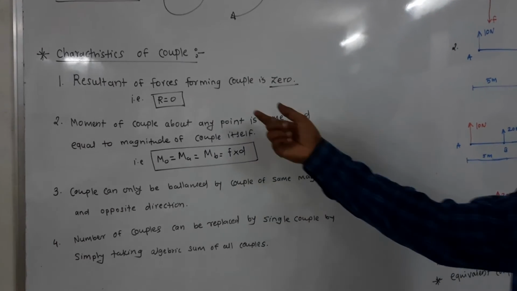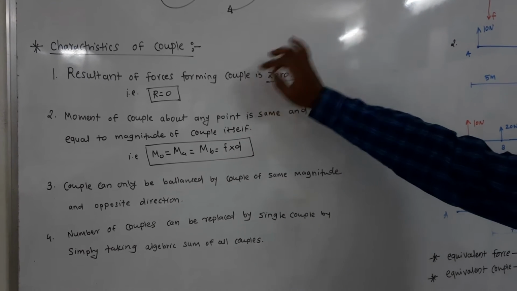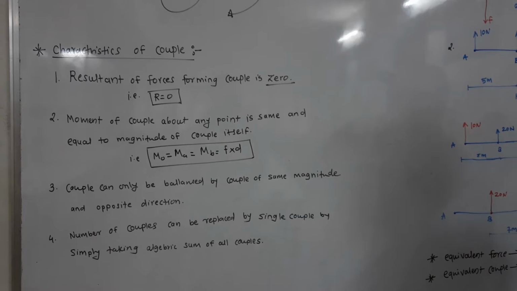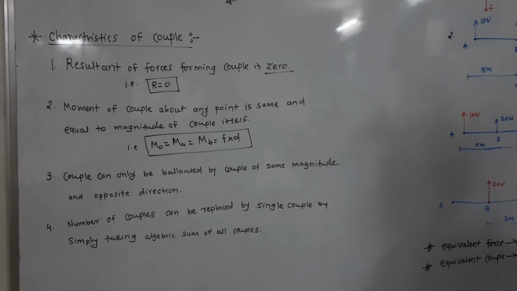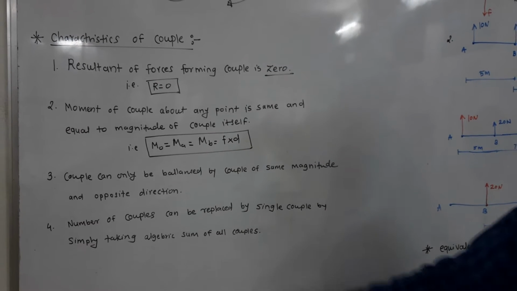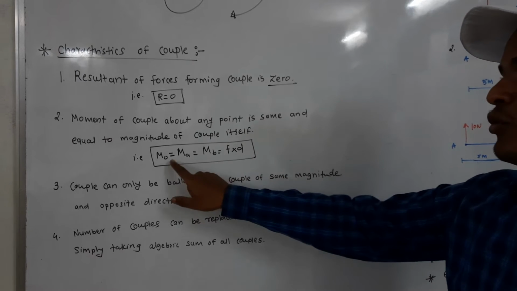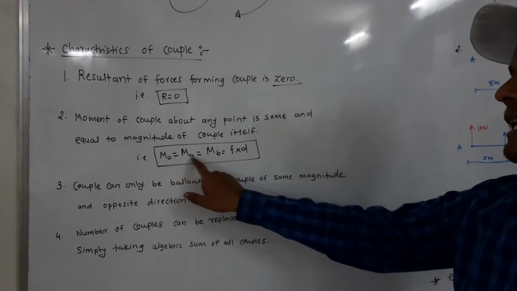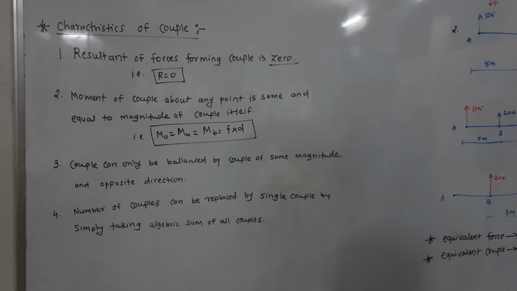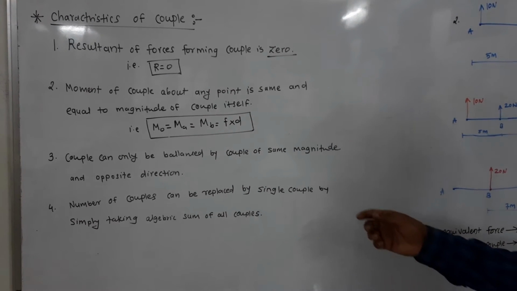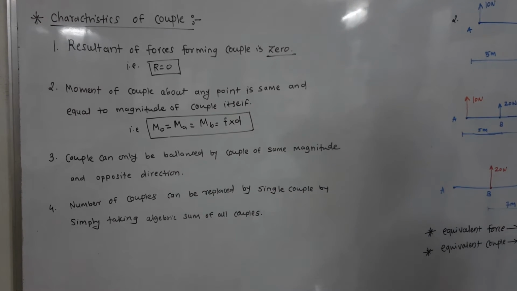Next point, characteristics of the couple. The resultant of forces forming a couple is always equal to 0, that is R is equal to 0. The next point is that the moment of a couple about any point is the same, and that is equal to the magnitude of the couple itself. Magnitude of couple we know is force into distance. So if you take the moment of that couple about any point, say A, B or O, its value is not going to change. Next, a couple can only be balanced by a couple of the same magnitude and in the opposite sense, or opposite direction.